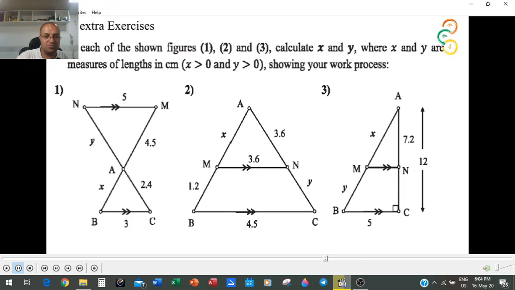And remember there should be parallelism, and here MN is parallel to BC. The same as here in part 3. Also we have AM over AB equal AN over AC equal MN over BC. Since we have MN parallel to BC, we are going to take each case and state the given exactly and start the solution.